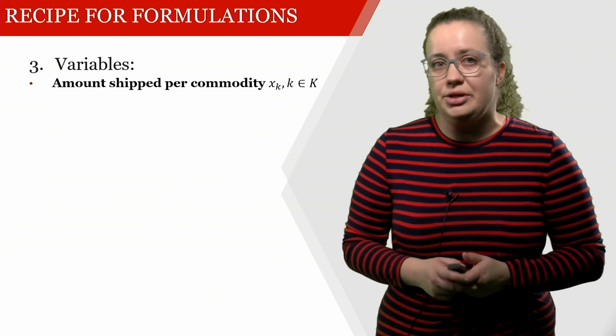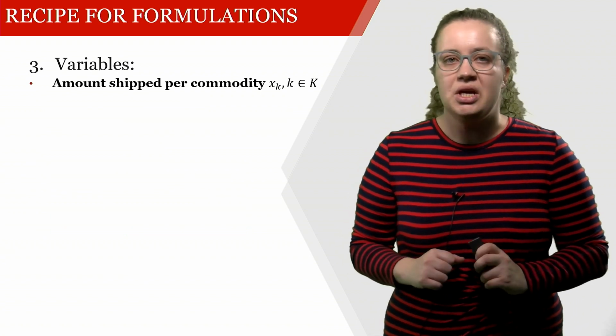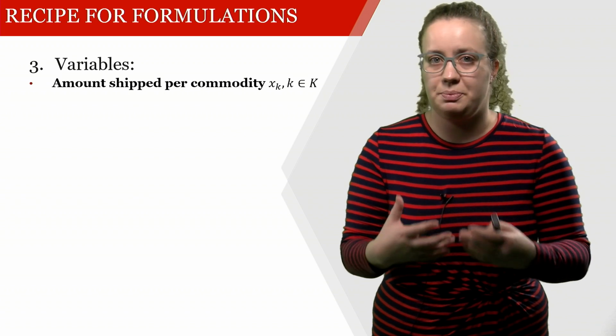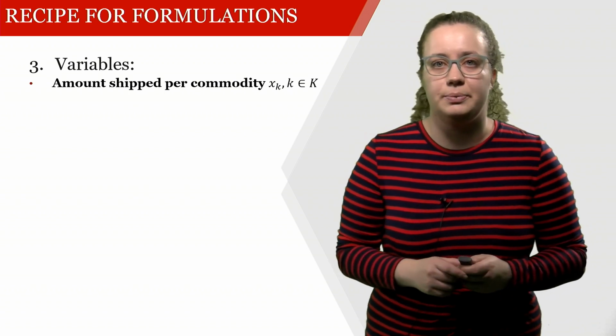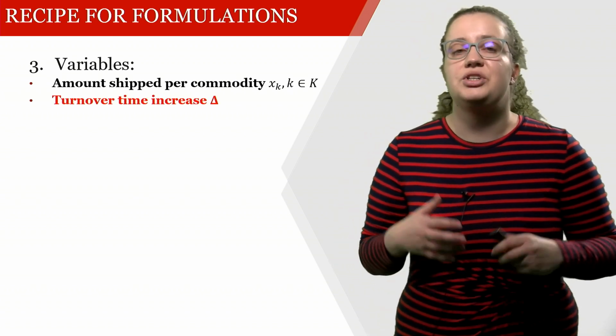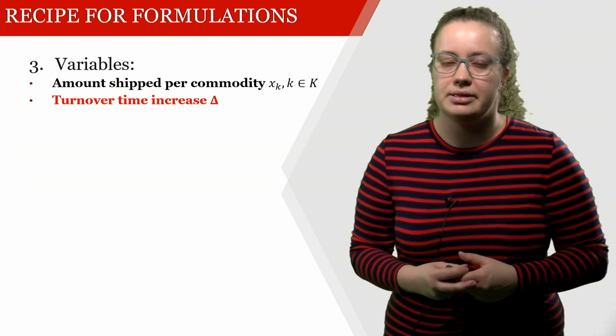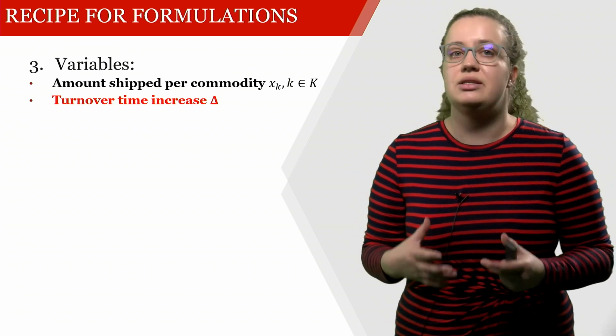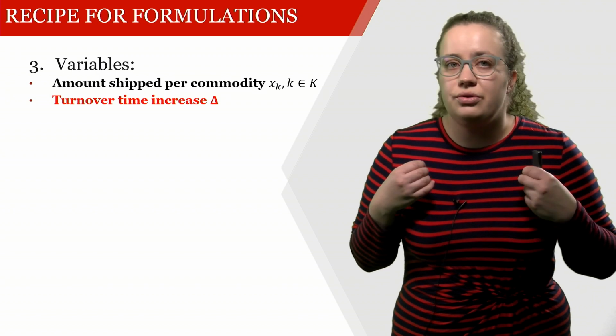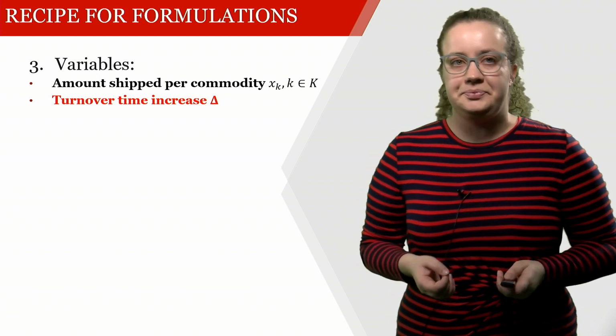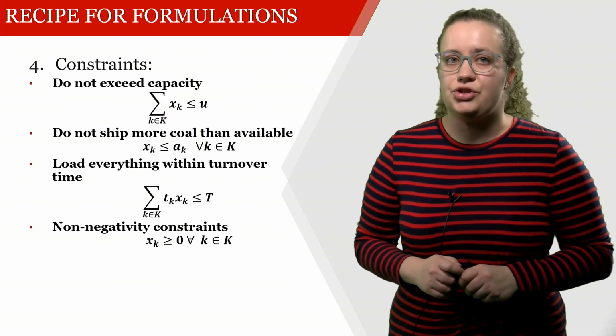This we, of course, then also have to reflect in the variables. So in addition to the amount shipped per commodity, we need a second variable, which we call delta, which gives us the turnover time increase. So this, for instance, tells us we're now taking 30 minutes longer. Let's look into the constraints.